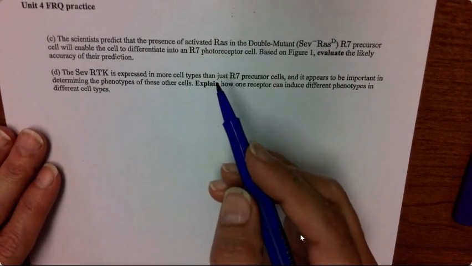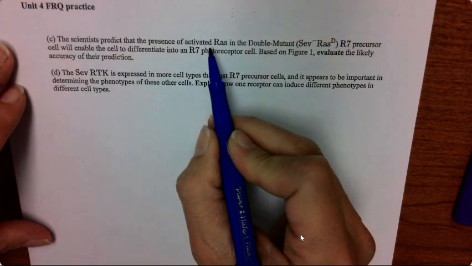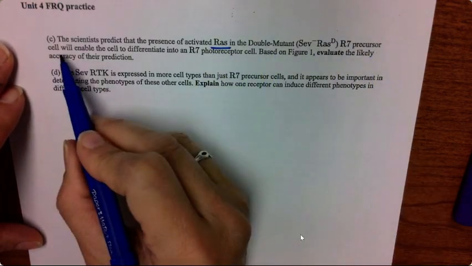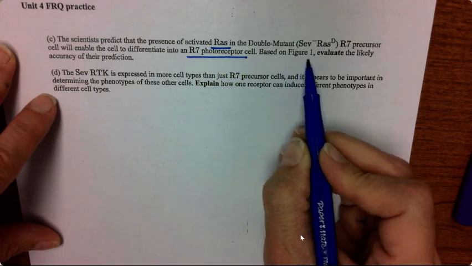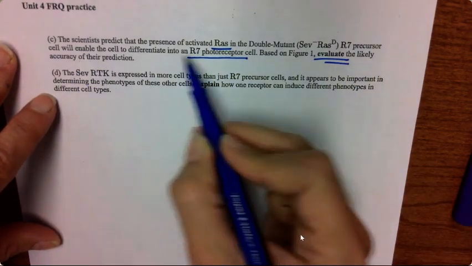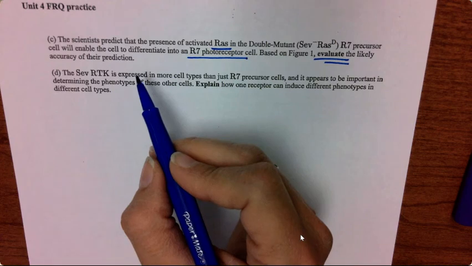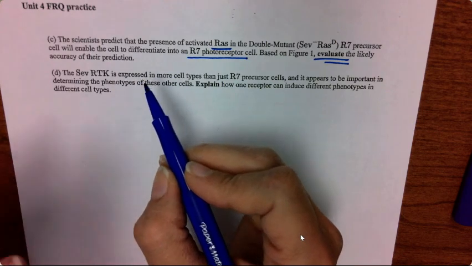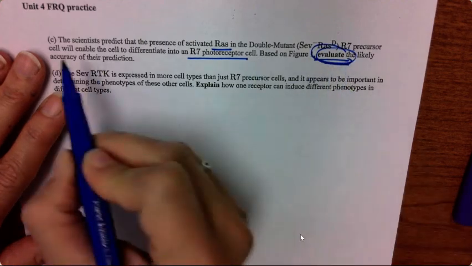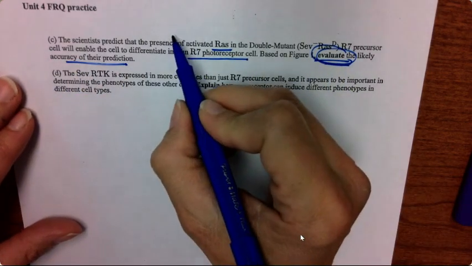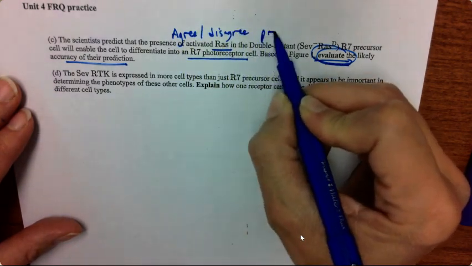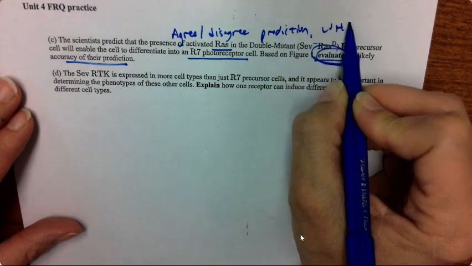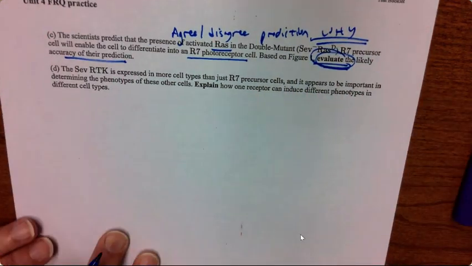All right, let's look at part C on the back. The scientists predict that the presence of the activated RAS in the double mutant precursor cell will enable the cell to differentiate into an R7 photoreceptor cell. Based on figure 1, evaluate the likely accuracy of this prediction. So when they say evaluate, they want you to say, do you agree with this prediction or not, and why? So do you agree or disagree with the prediction, and why? That's what evaluate means.